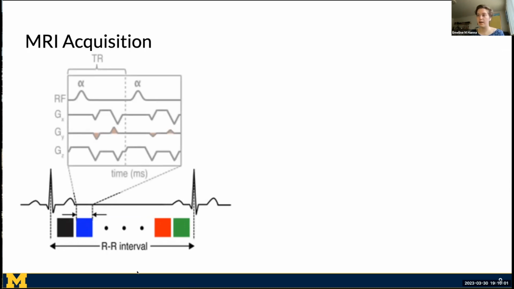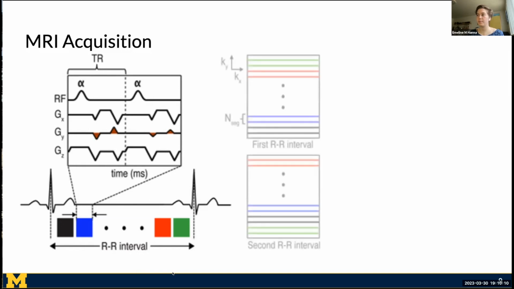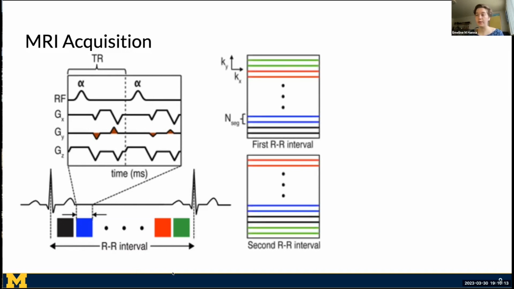And so within each RR interval and within each cardiac phase, you can have your MRI. Within each RR interval, you have your different readout lines, which is over on the right. And the N seg means the views per segment, or the number of phase encoding steps per segment. This imaging is repeated throughout multiple cardiac cycles until all of K space is filled for each part of the cardiac phase.